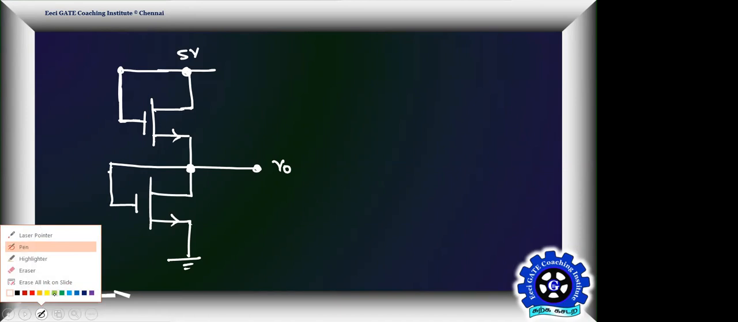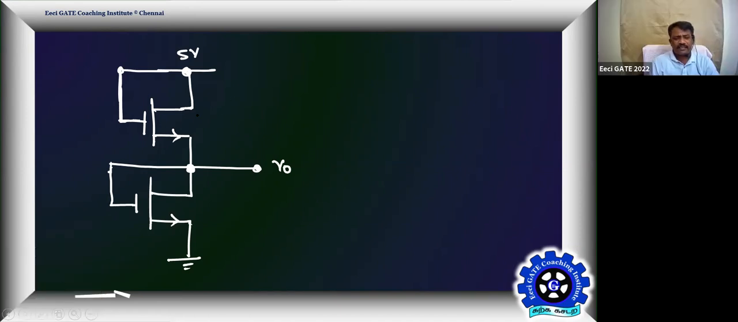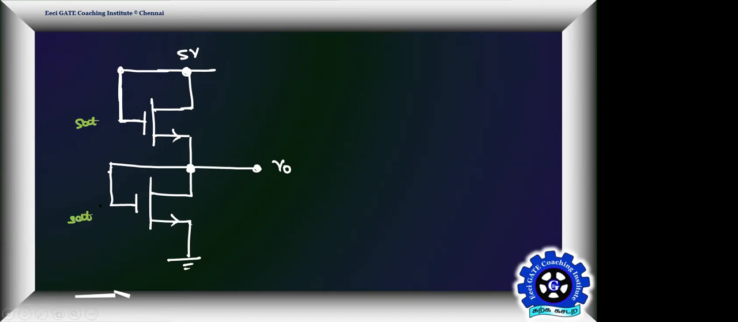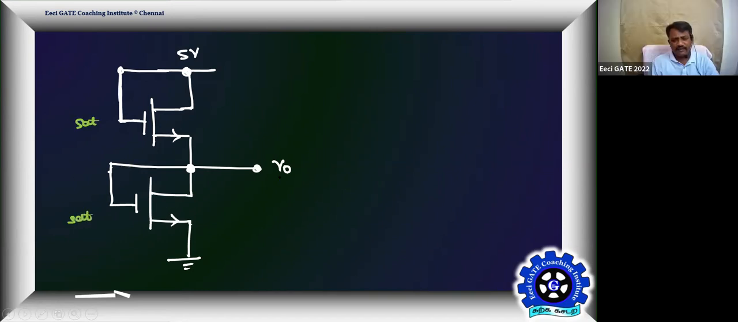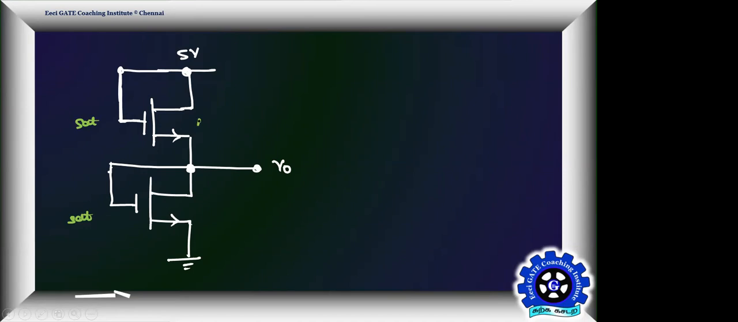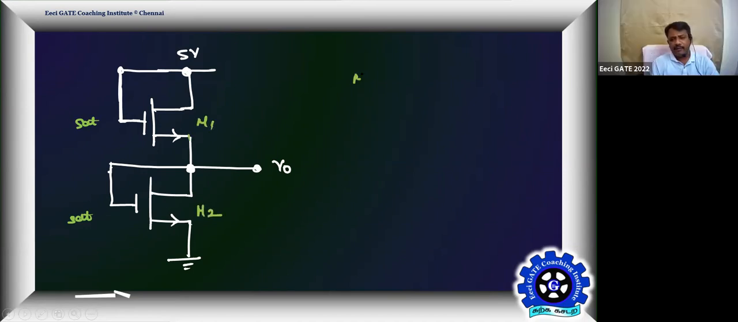That's what it means. Therefore, the top transistor is also in saturation, because gate and drain are connected together. This is in saturation and this is also in saturation. Both the transistors are in saturation. We're going to calculate Vout. So this is MOS transistor 1 and take this as MOS transistor 2. M1 and M2 are identical transistors in terms of mu, Cox and threshold voltage.